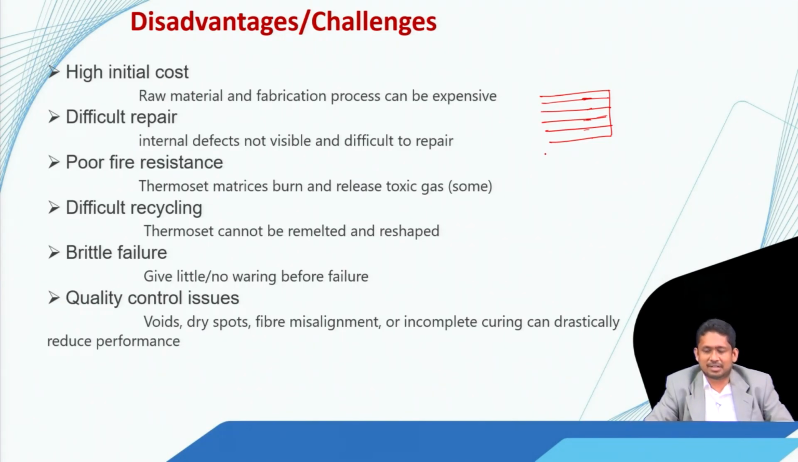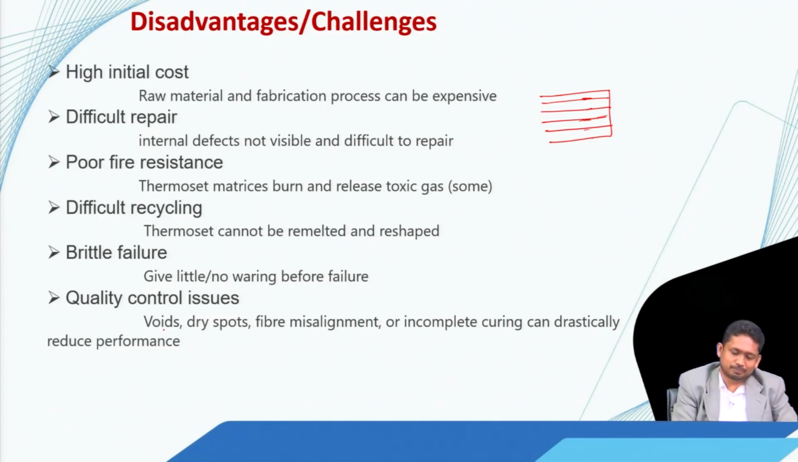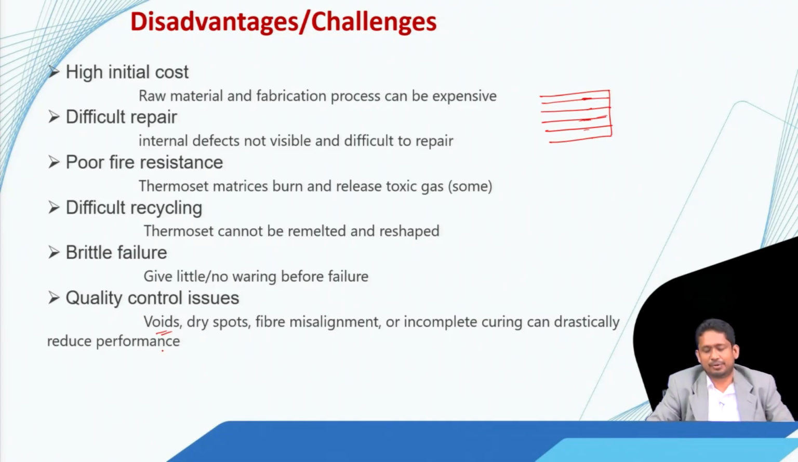and those defects are difficult to repair, especially when the defects appear on the inner side of the composite. They have poor fire resistance, especially thermoset matrices. It burns and releases toxic gas. It is difficult to recycle, and the failure mode is often brittle, so it does not give much warning before failure, and quality control is an issue. So while fabricating, we need to do good quality control so that there is uniform mixing of resin. We don't get too much void, fiber misalignment is not there, so that kind of quality control issues are there.